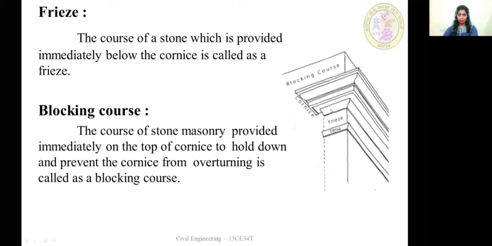Okay. Below the cornice there is one more course of stone which is immediately below the cornice, known as frieze. If the course of stone is provided immediately above the cornice, then it is known as blocking course. Why do we provide a blocking course? Usually to prevent the cornice from overturning. It is known as blocking course.